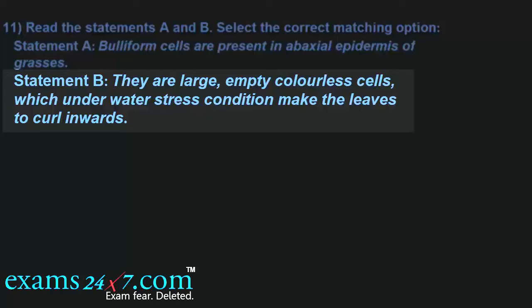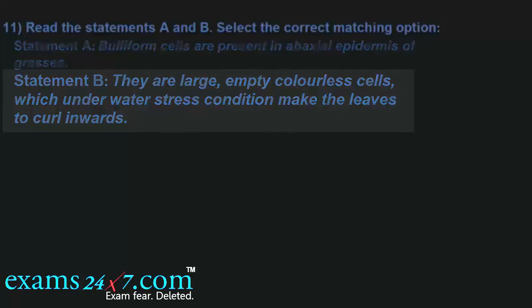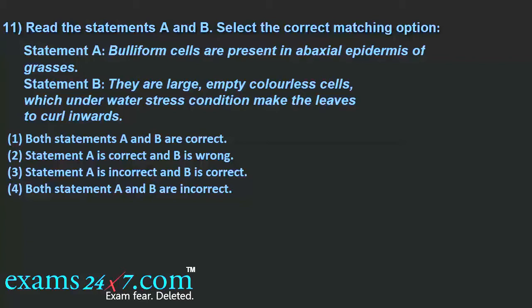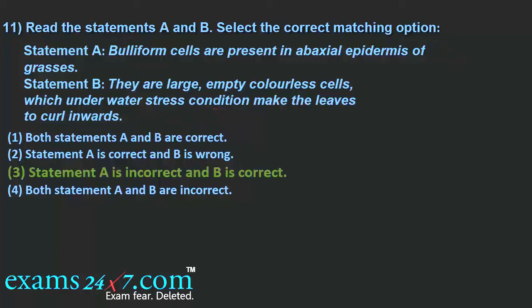They are large, empty, colourless cells which under water stress condition make the leaves curl inward. I hope all of you know this is correct because motor cells are highly enlarged, thin-walled, empty cells. When they become turgid, the leaf opens, and when they become flaccid, it causes rolling in or folding in of the leaf. So A is incorrect, B is correct. Option 3 is the answer.